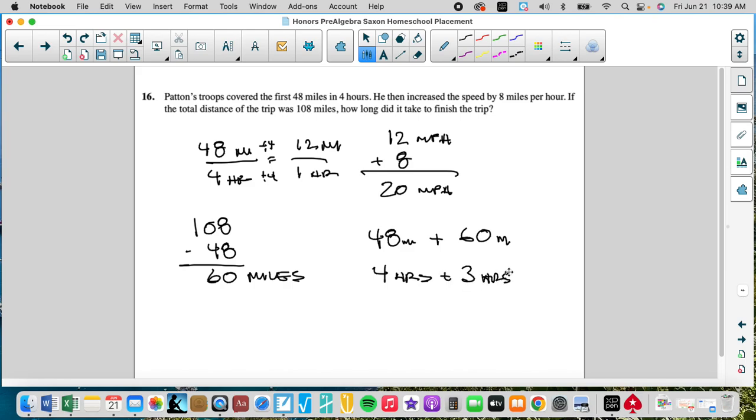So how long did it take to finish the trip? Well, it took him 3 hours to finish that 60 miles. So 3 hours to finish the 60-mile trip.